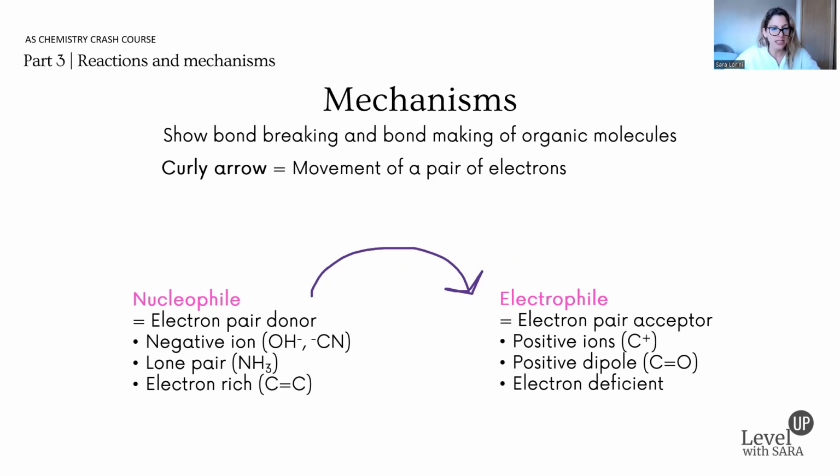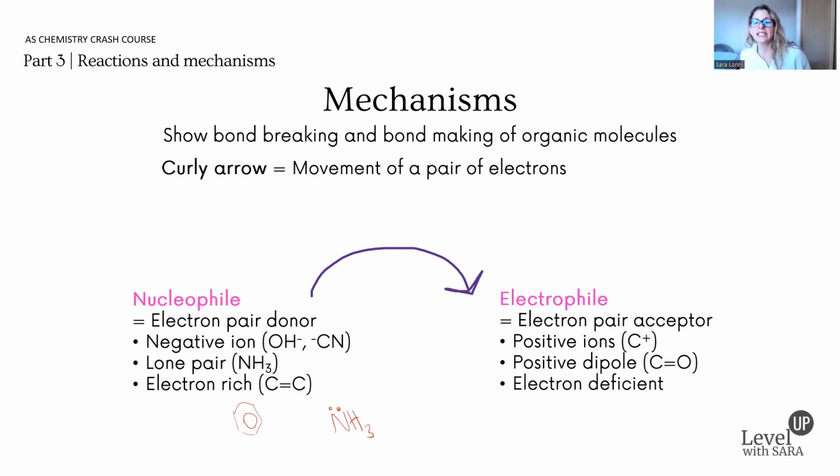So what can donate electrons? A negative ion, or something that has a lone pair, like ammonia or any amine. It has a lone pair of electrons, so it can donate those. Or something that is electron rich, like a double bond. Another that we'll come across later on is a benzene ring that has 3 double bonds, so 3 pi electrons. So anything that is electron rich.